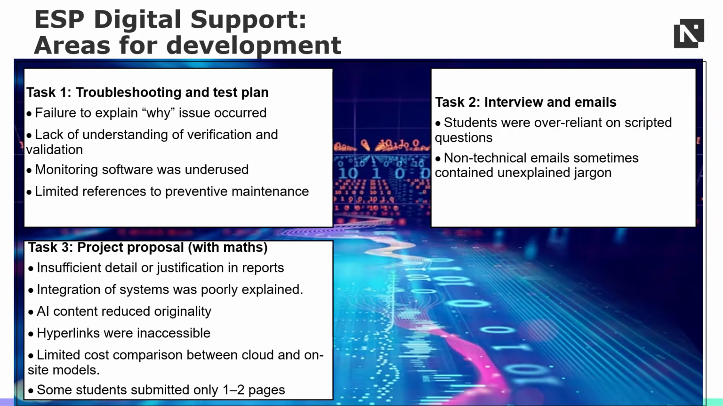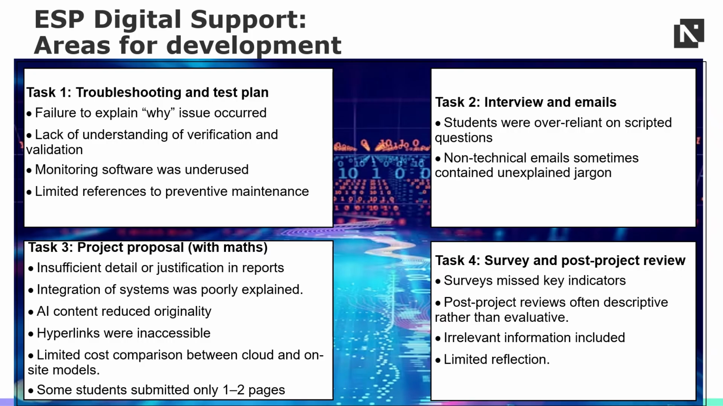AI-generated content reduced originality and depth in some submissions, and hyperlinks included in evidence were inaccessible to assessors. There was a limited cost comparison between cloud and on-site models, and some students submitted only 1 to 2 pages, therefore failing to meet the scope of the task.